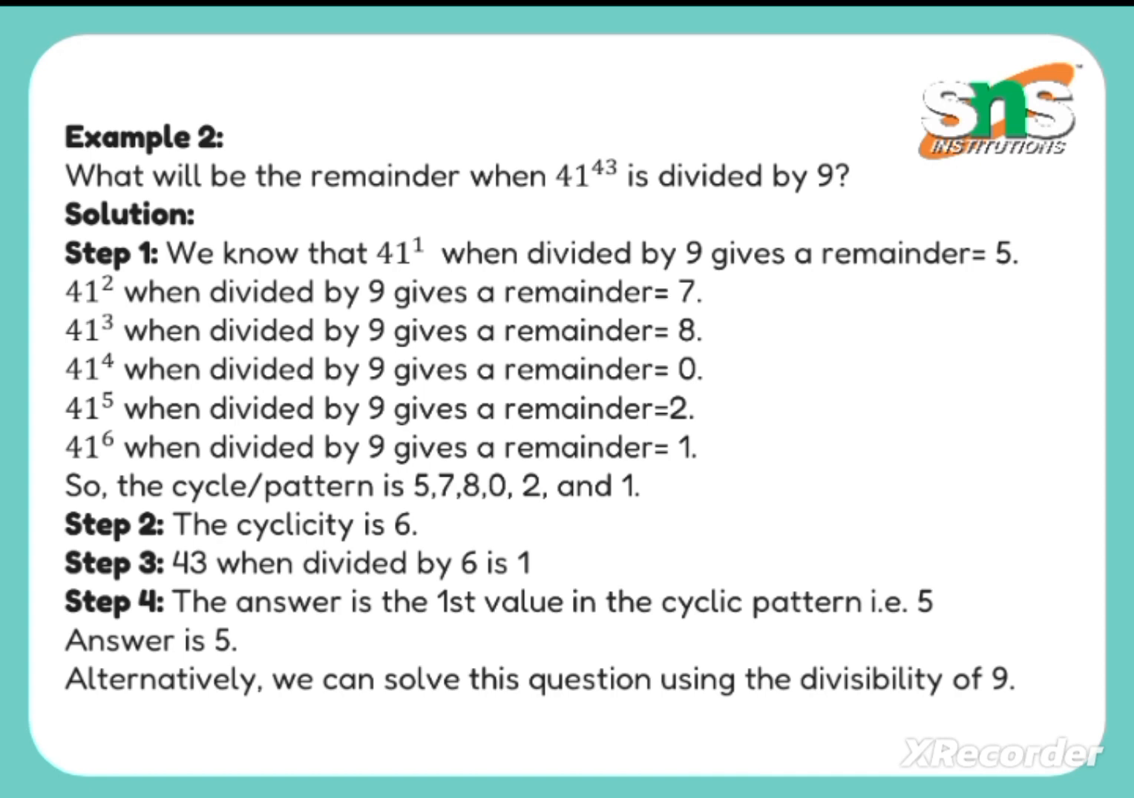So here the cycle or the pattern followed for this particular number is 5, 7, 8, 0, 2 and 1. The cyclicity here is 6. Whenever your power is divided by 6, the remainder is 1, so the answer is the first value of the cyclic pattern, which is 5. Alternatively, we can solve this question using the divisibility of 9 also.